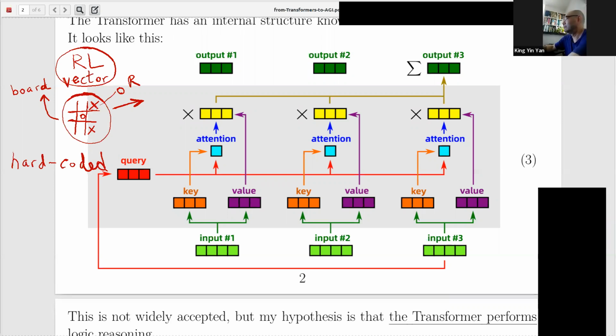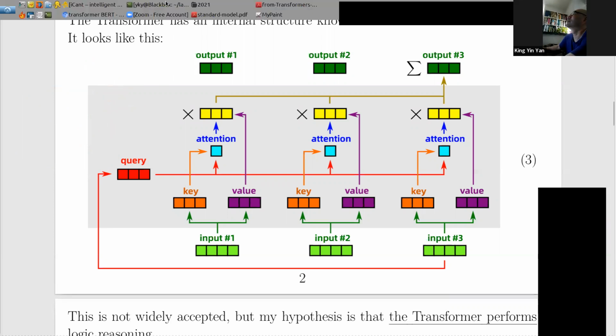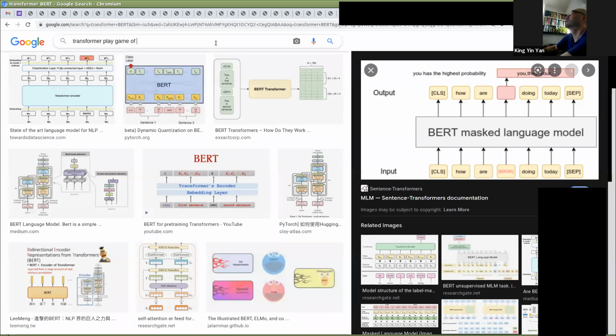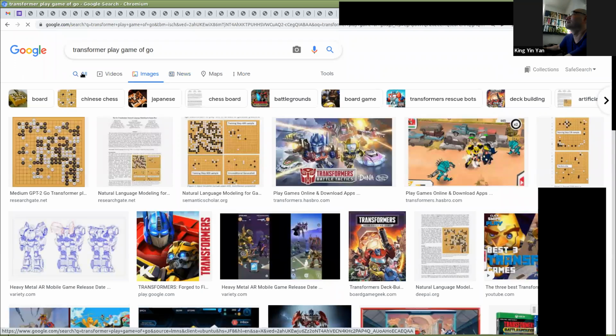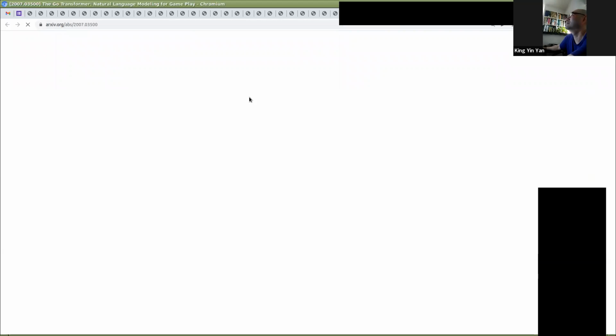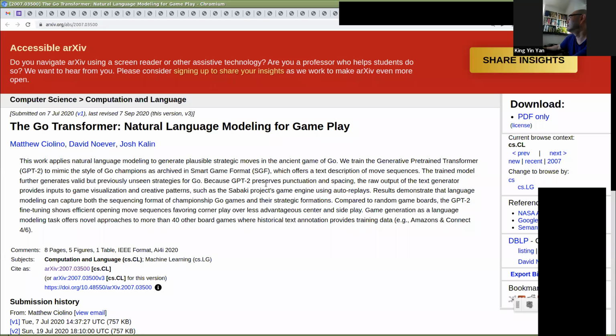Yeah. And we can also search Google to see if they use a transformer to play the game of Go. Let's see if there's any result. Yeah, they use a transformer to play Go. Can you see this? What's the performance compared to AlphaGo? I don't know, I have not learned, but we can see right now. I don't know how good they play, but as we can expect, they already tried this with a transformer.